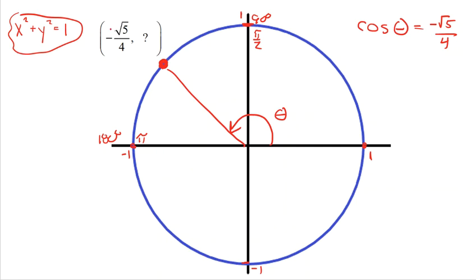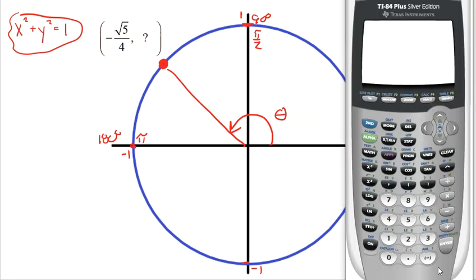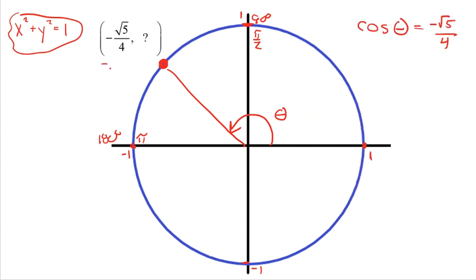So one thing I could do real quickly, just to tie all this together: this is an exact value, negative radical 5 over 4. Let's find the approximate value. I'm going to go to my calculator and type in negative square root of 5. Make sure you move the cursor over so you're no longer in the square root. Divided by 4. It is about negative 0.559.